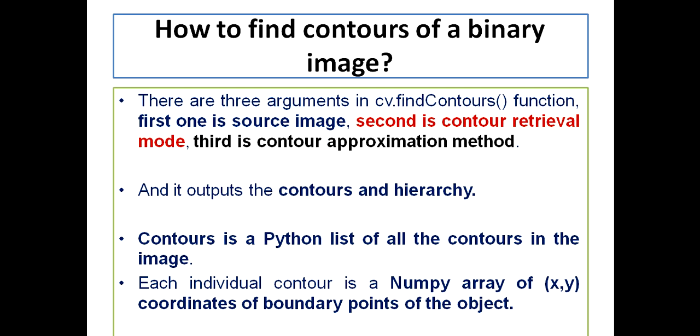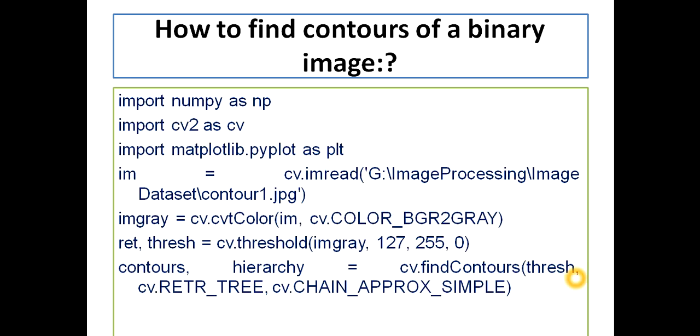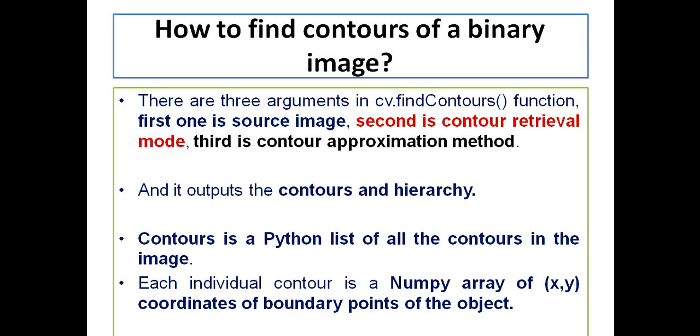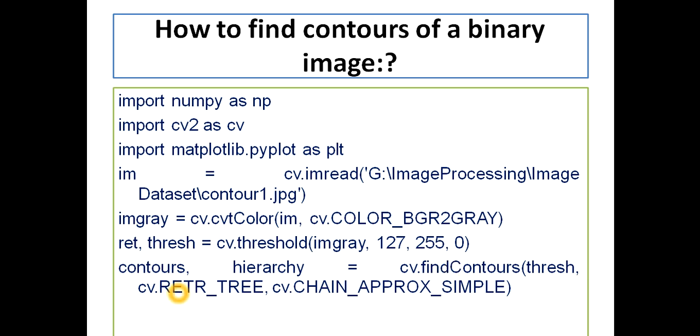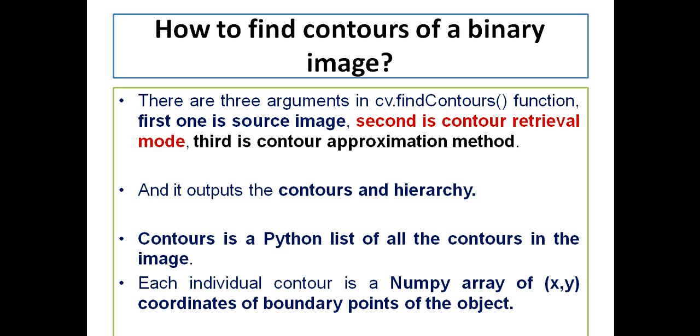Okay, so you have seen that there are three arguments in this cv.findContours function. Obviously the first one is the input image, that is the source image. The second is the contour retrieval mode, that is cv.RETR_TREE. This is the contour retrieval mode, and the third is the contour approximation method, and this is very important.